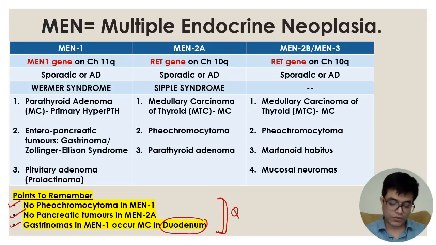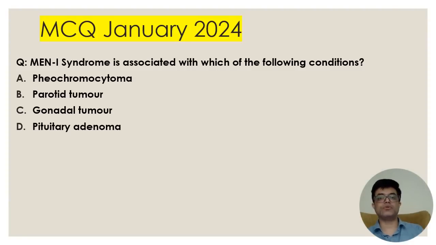Alright, so let us have a look at how questions are asked to you. Very recently, last year, January 24, you had a question asked. MEN1 syndrome is associated with which of the following conditions? We know that parotid tumor and gonadal tumor are not a part of any MEN syndrome. So these you can easily rule out.